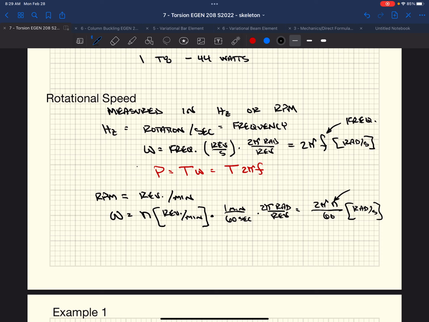So n is RPM. So what does that do to our power equation? Well, power we know is torque times omega, or torque times 2 pi n over 60. All right, or pi n over 30.